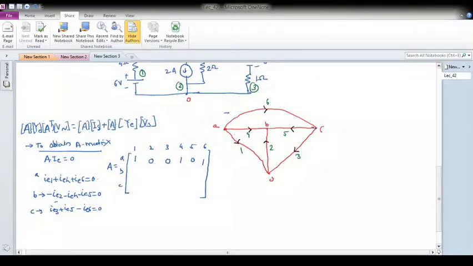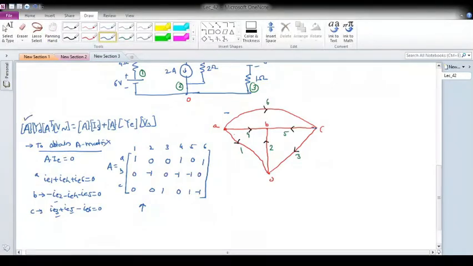So this is 0, this is 0, this is 0. Okay, then for B, what is it? IE2 is negative, so minus 1, IE4 is negative, and IE5 is also negative, so this will be negative, all others are 0. Okay, then what next? For node C, IE3 positive, IE4 positive, IE5 positive, and IE6 negative, and all others are 0. Okay, so this is my resultant A matrix. From that I got the A matrix. Now what I want, A transpose, simply I can get it.